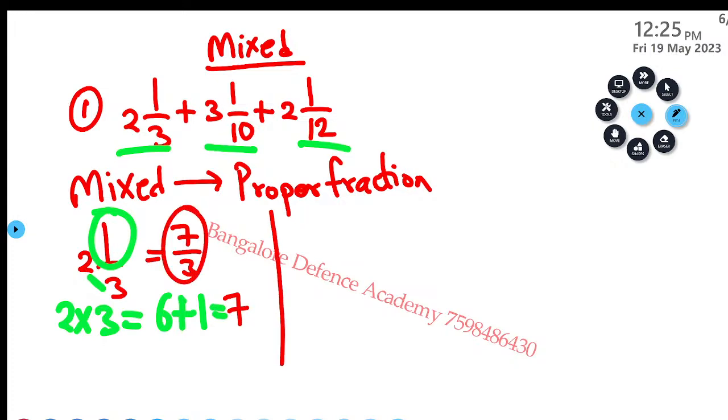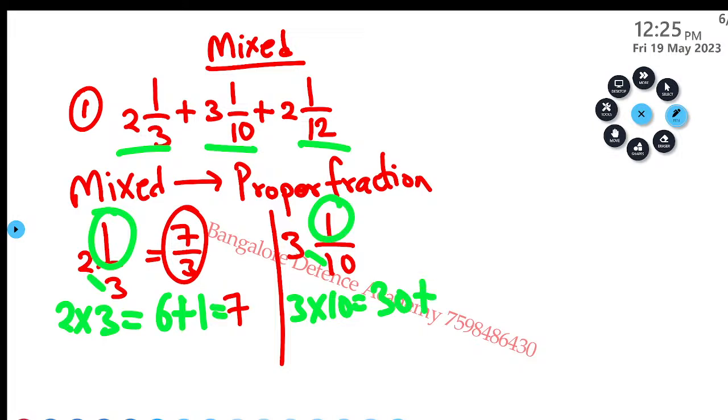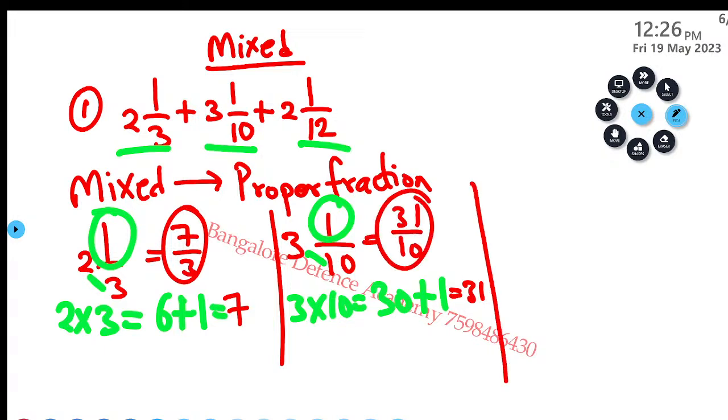Now for example, the second is 3 1 by 10. You have to multiply 3 and 10. So what is 3 into 10? 3 into 10 gives you 30. And what is remaining on top? 1. So 30 plus 1 gives you 31. So this becomes 31 by 10. This is the second fraction.